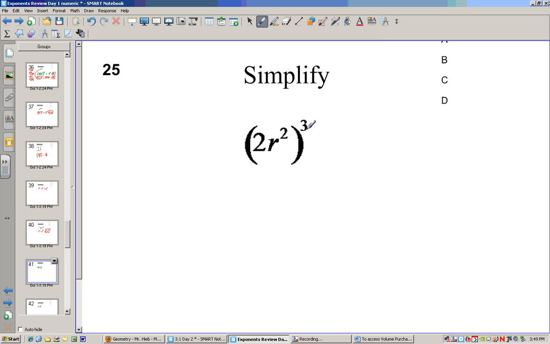All right, 2r squared to the 3rd power. Now everything in here goes to the 3rd power, so it's 2 to the 3rd power times r squared to the 3rd power. So this would be 8r to the 6th.